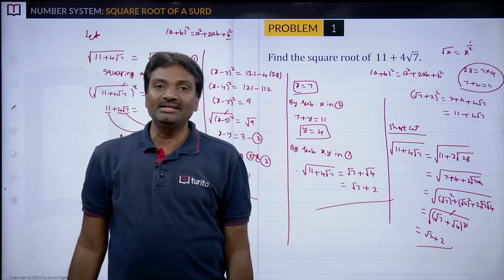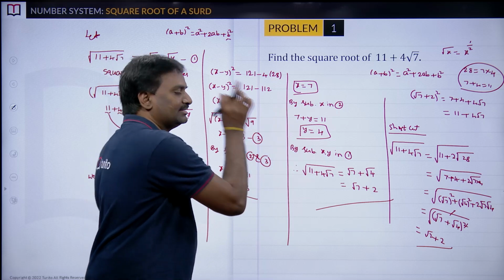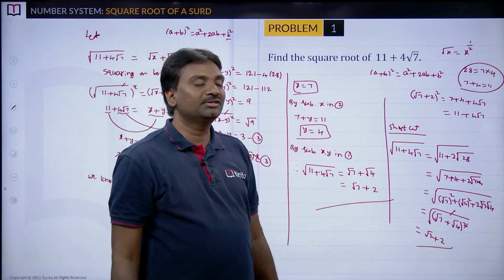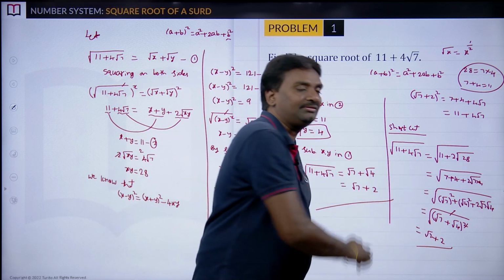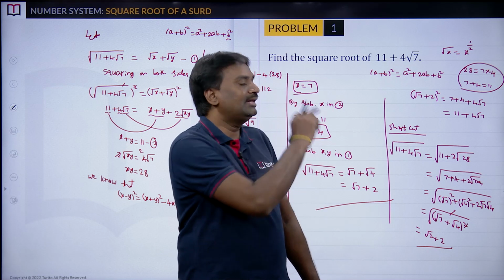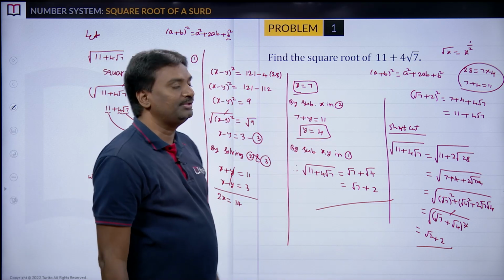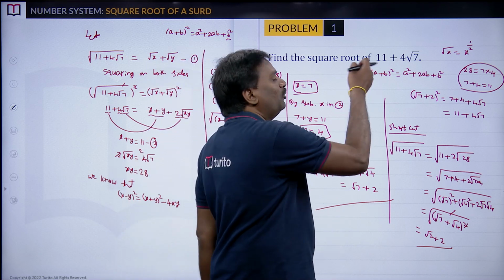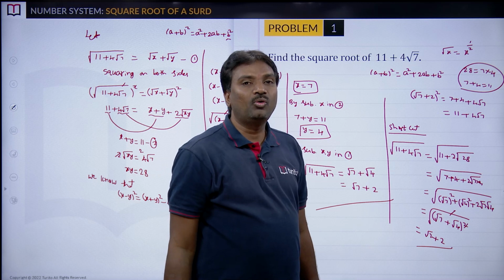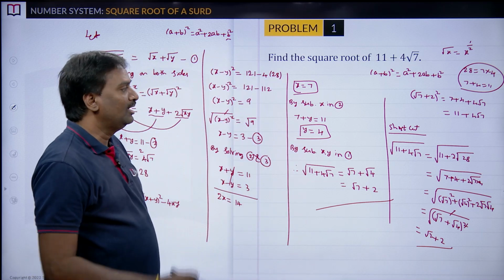When you are writing board level exams, you have to find the square root of the given number like this, using the full method. When you are writing competitive exams, you can find the square root just like this. So this is an easy method. If plus is there, apply the identity (a plus b) whole square equal to a square plus 2ab plus b square. Sometimes we may have a minus sign. In those cases, you can write (a minus b) whole square equal to a square minus 2ab plus b square. So hope you understood.